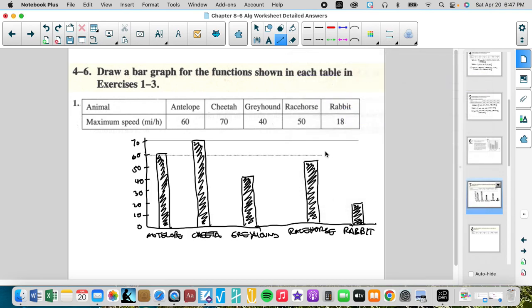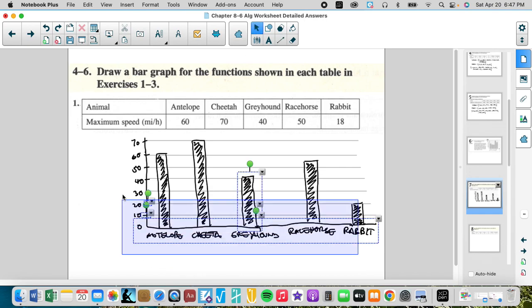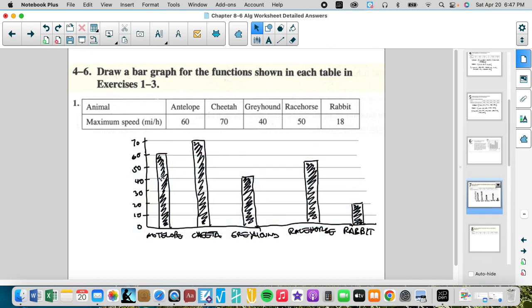And we can do this. 50, 40. Now you see that they're kind of off from what I had drawn, but you get the picture that we can utilize that. And so, maybe we move that graph down a little bit so it reaches the 60. Antelope's supposed to be at 60. Cheetah's at 70. Greyhound's at 40. Kind of there. Racehorse is probably my only one. So instead of messing it up, we can just erase. Yes. Look at us. And rabbit should be a little bit below the 20 mark. Hey, that looks pretty good.